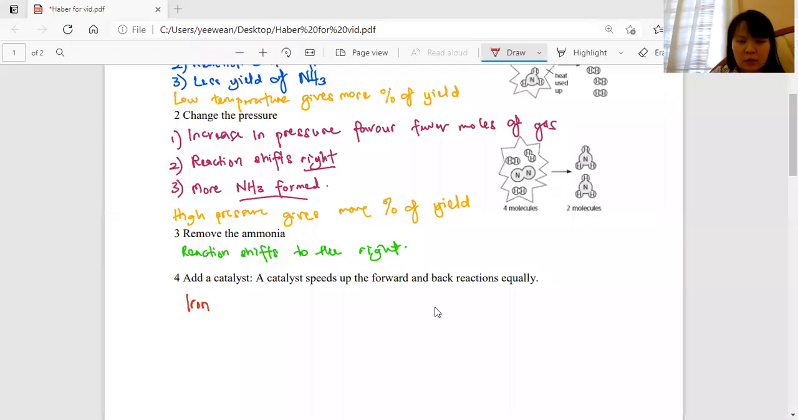The catalyst that we add here is iron, as in Fe. And this iron doesn't shift the equilibrium to the right nor the left, but it will speed up the whole reaction. It will speed up the forward reaction. It will also speed up the reverse reaction equally. So you will reach equilibrium faster.